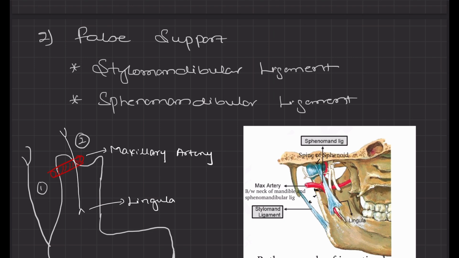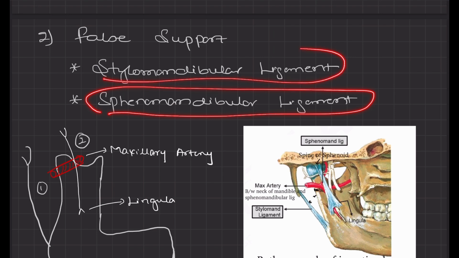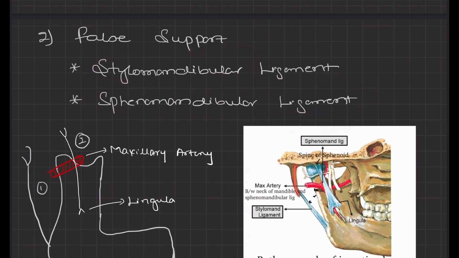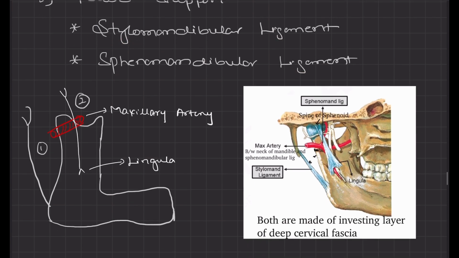Between the sphenomandibular ligament and the neck of the mandible, there is a vessel present, which is called the maxillary artery. Now coming to the stylomandibular ligament: between the styloid process and the mandible is the stylomandibular ligament. So two ligaments, stylomandibular and sphenomandibular.